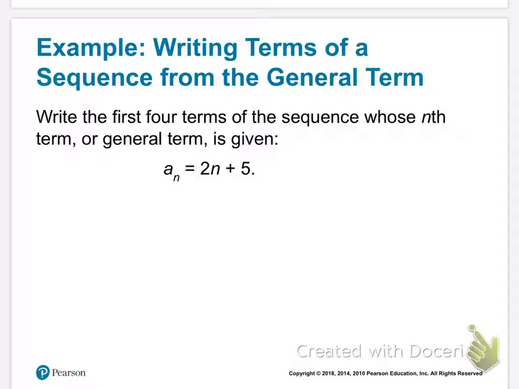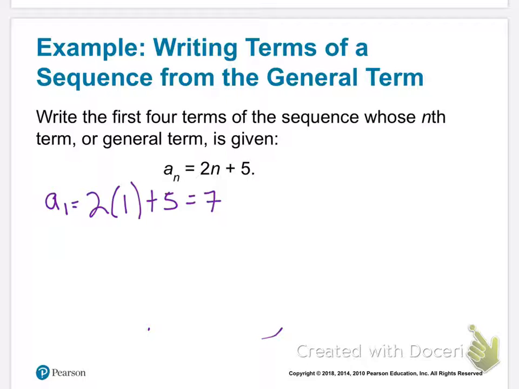So here it says, write the first four terms of the sequence whose nth term, or general term, is given by this. So this is an nth term formula. It allows us to figure out specific terms. So here we have A sub 1. So we do 2 times 1 plus 5. Well, 2 times 1 is 2, plus 5 gives me 7.